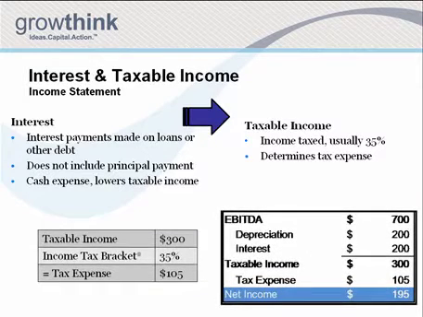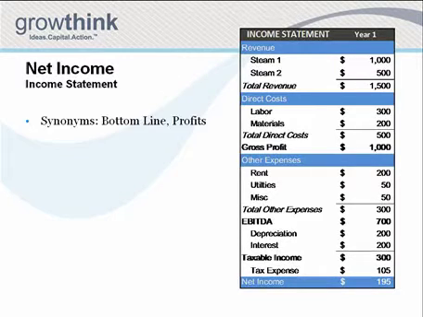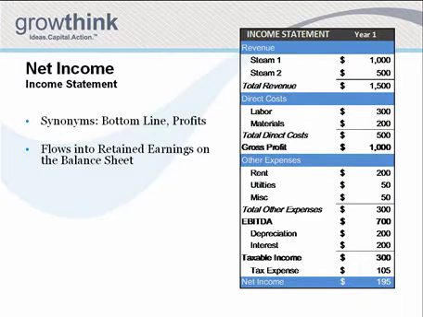And so you can see here in the example that we had our taxable income of $300. If we're in the 35% income tax bracket, and let's say all that income flowed through, we'd pay a tax expense of $105, which would lead to our net income of $195. So looking at our net income, the final line item on your income statement, it's also known as your profit. It's also known as your bottom line, because it is the bottom line. It flows into your retained earnings on the balance sheet.